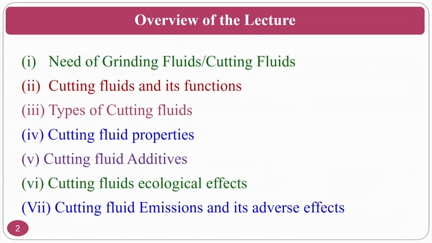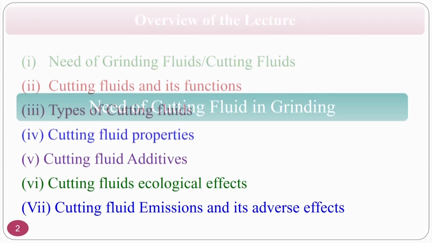So, in broad spectrum, we will see the grinding fluids, what are the additives, why we have to add these additives, then we see what are the consequences of these additives. Okay. So, overview, we will see the grinding fluid, which is nothing but the cutting fluids, then the cutting fluids and its functions, types of cutting fluids, cutting fluid properties, additives and ecological effects, as well as its adverse effects or consequences of these grinding fluids in the grinding process.